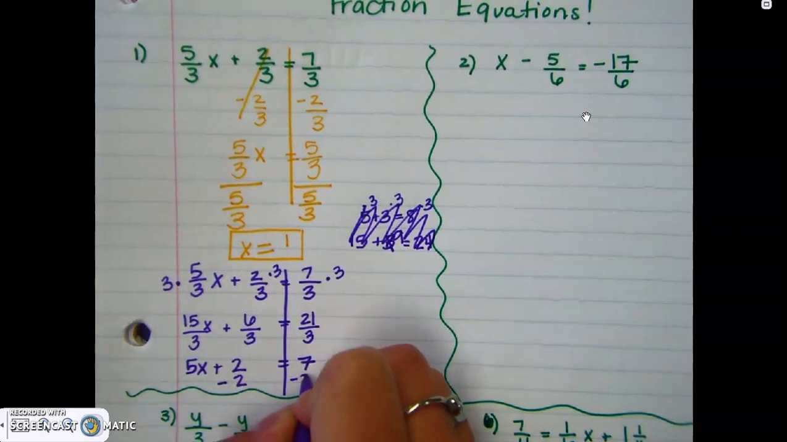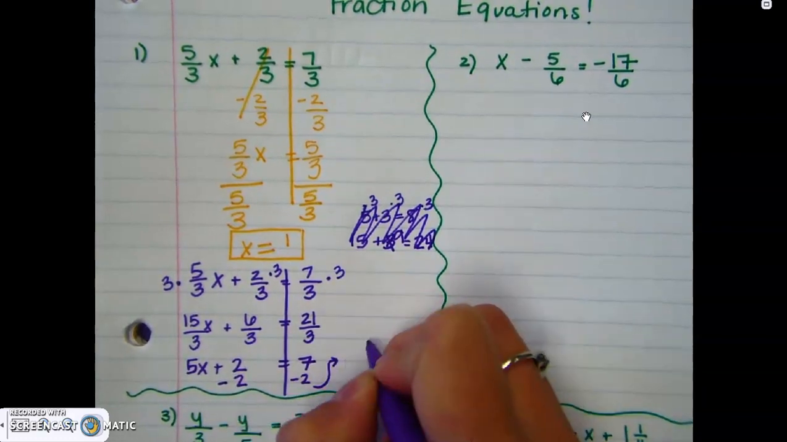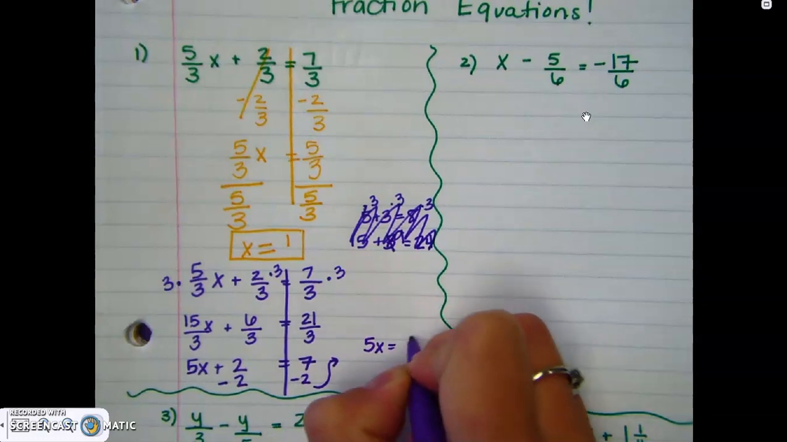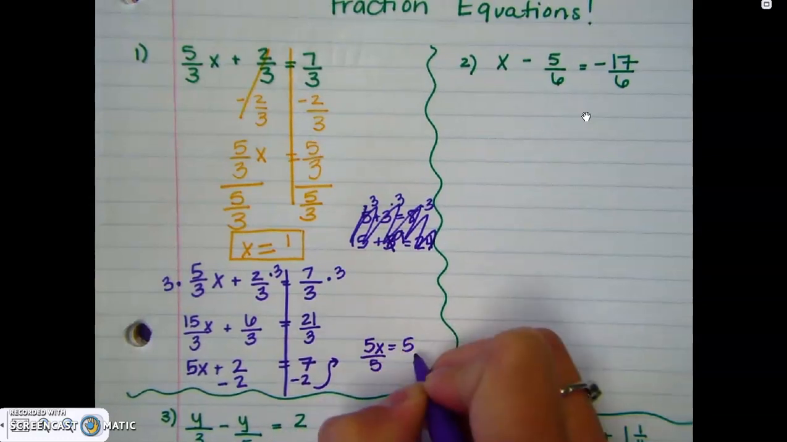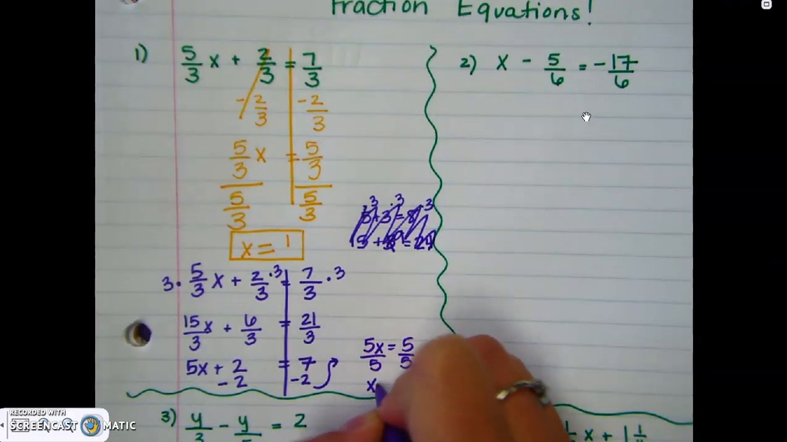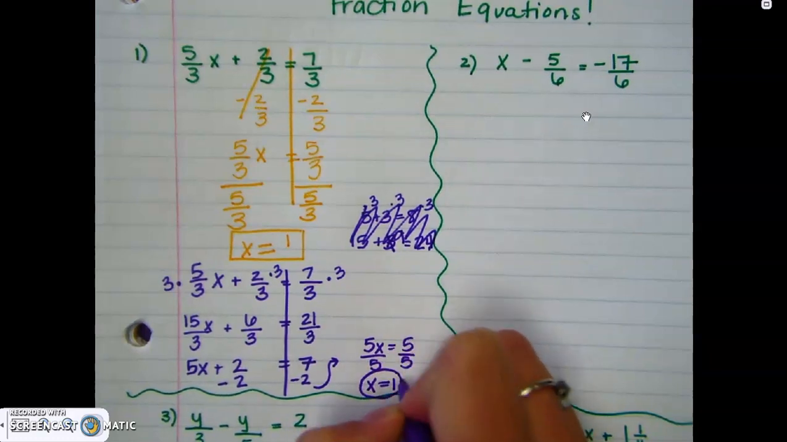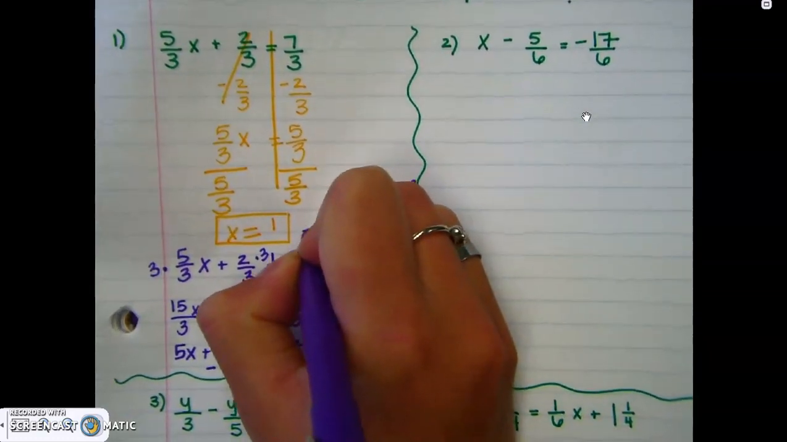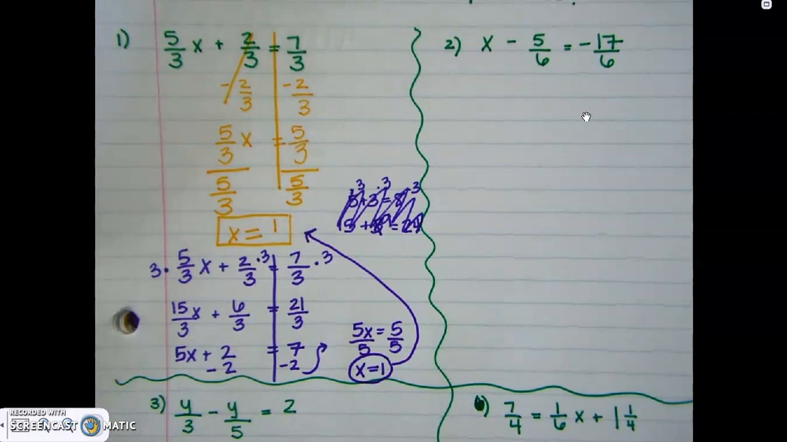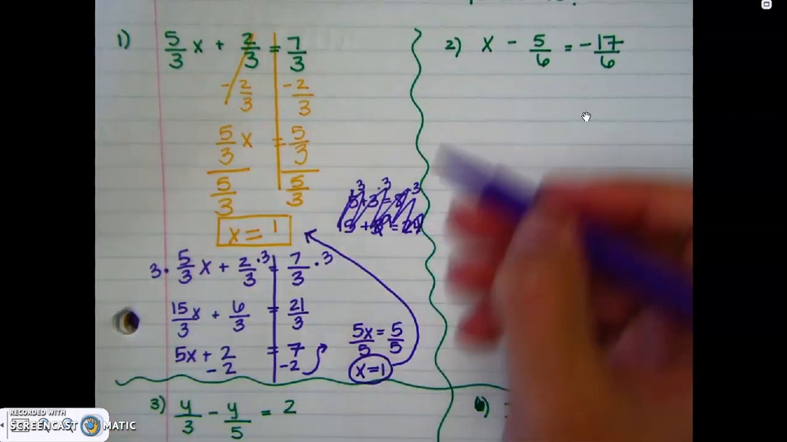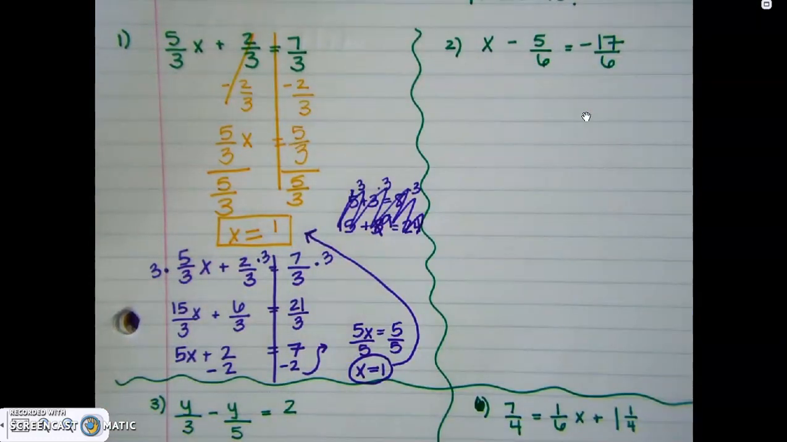I can subtract 2 on both sides. I get 5x equals 5, and I divide by 5, last step, and I get x is equal to 1, which is the same answer I got here. So I can do it either way. This is the newer method, but you can totally use your calculator if you feel more comfortable that way.